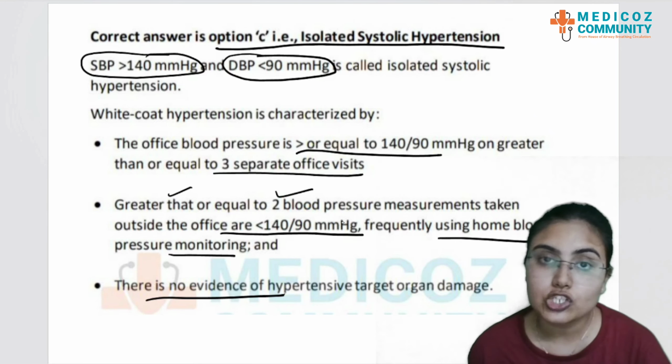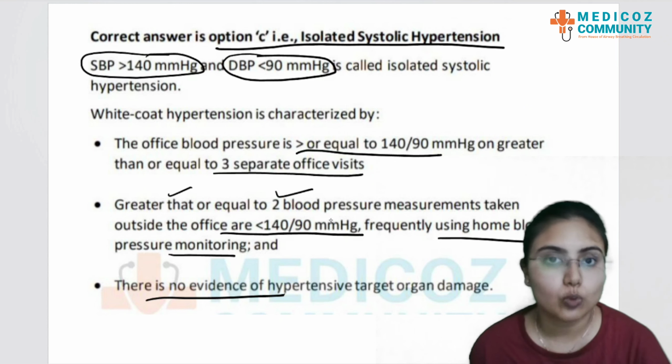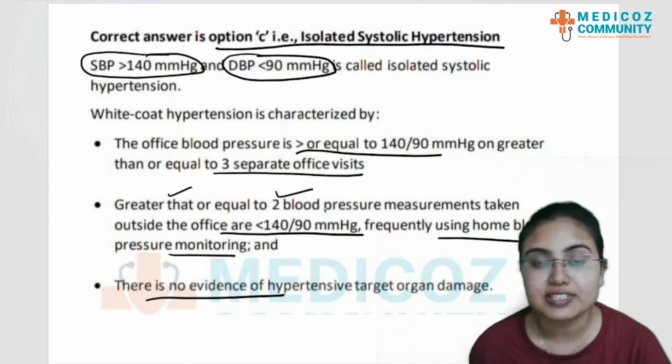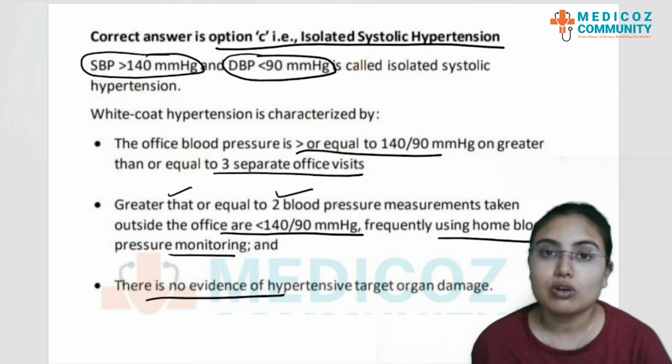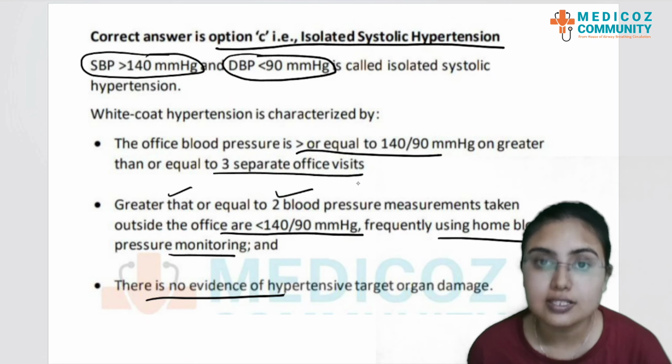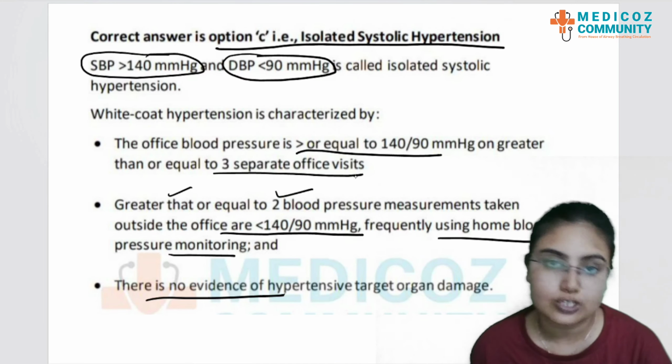In this question, ambulatory BP monitoring was mentioned, which means the patient was not only in the office, he was outside the office. So the systolic BP was more than 140 during these recordings. So he does not fit into the criteria of white coat hypertension.